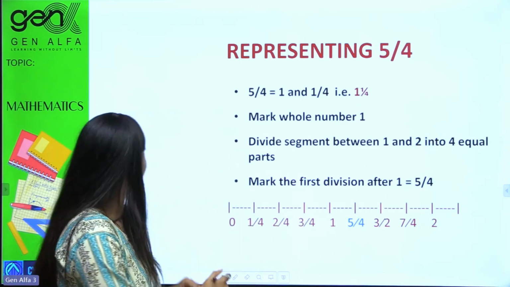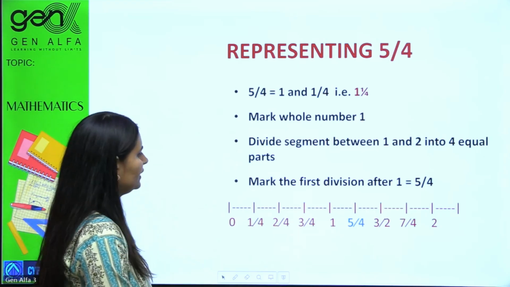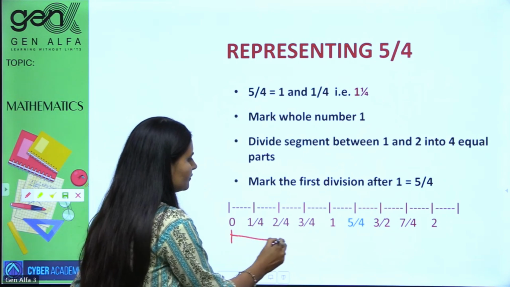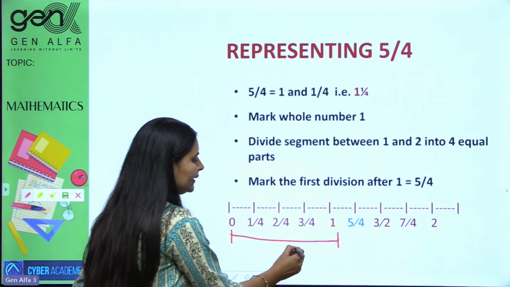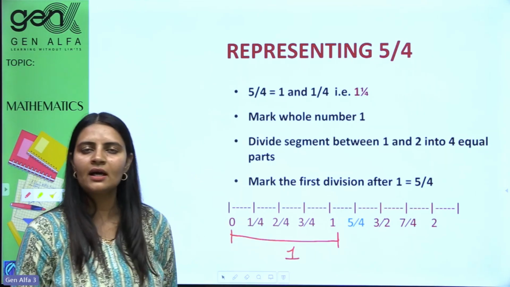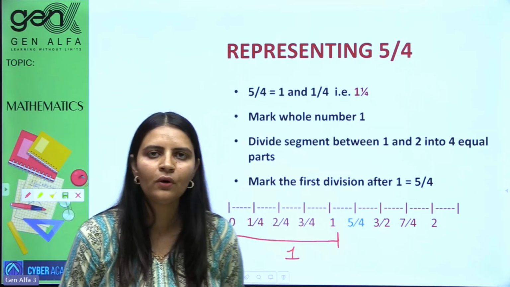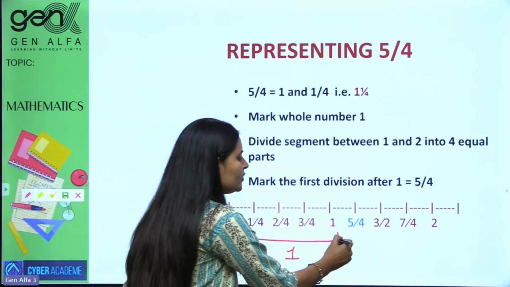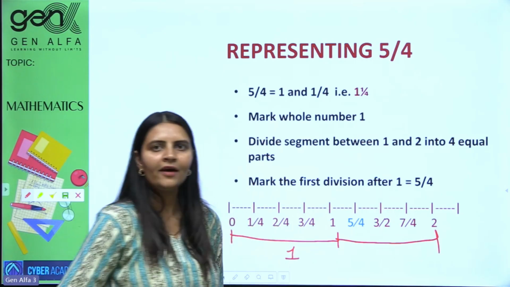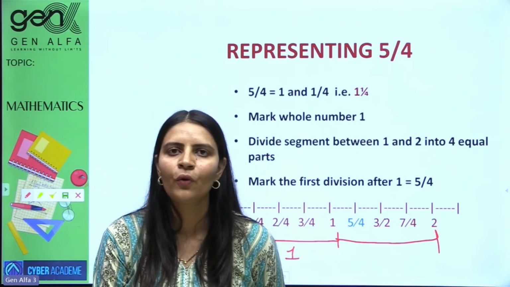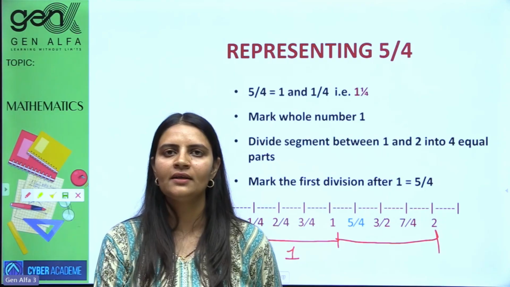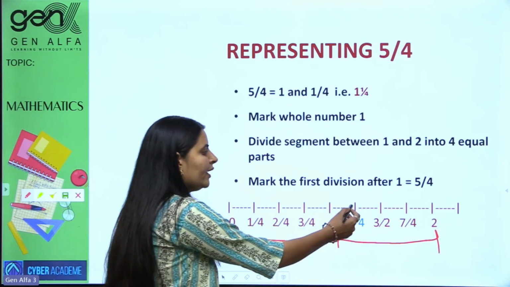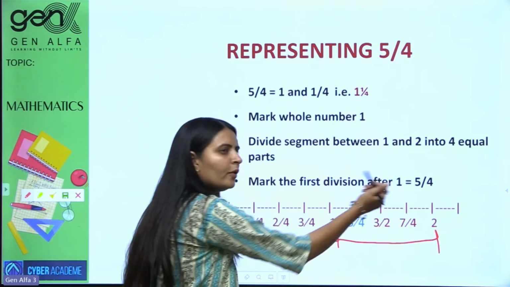So from 0 to 1, it's taken completely because our answer was 1 and 1 by 4. From 0 to 1, 1 is taken completely. From 1 to 2, I have to divide it into 4 parts because the denominator is again 4. So how are you going to divide it? 1 by 4, 2 by 4, 3 by 4, and 4 by 4.